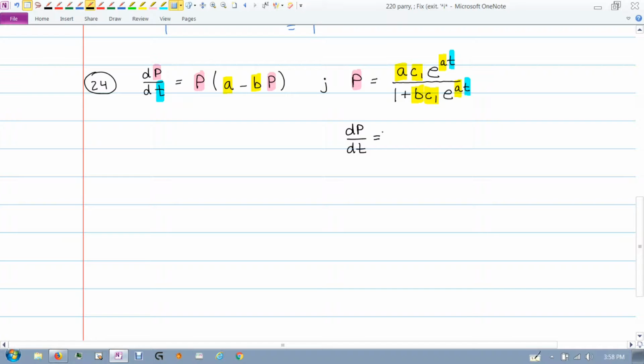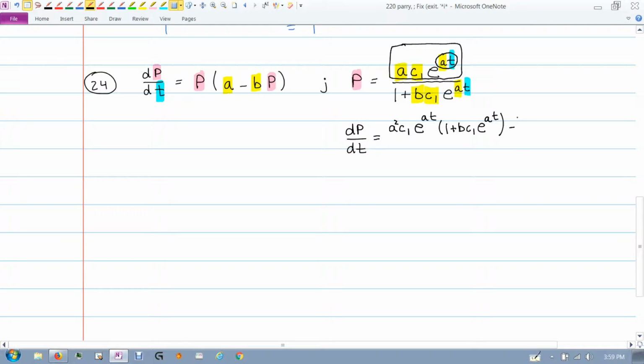quotient rule. So what is the derivative of this top function? Because we're doing quotient rule, which is the derivative of the top times the bottom minus the derivative of the bottom times the top, all over the bottom squared. It's going to be messy. So derivative of the top, a c sub 1 comes for the ride. The derivative of e to the at is itself, but then an a is going to pop out, because when we take derivative of at, we're just going to get a. So when that a pops out, that becomes a squared c sub 1 e to the at. And then we have to multiply that times the bottom, 1 plus b c sub 1 e to the at.